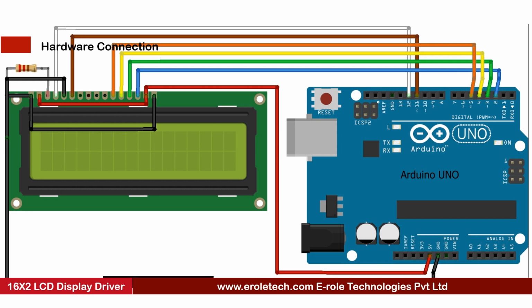We have connected pin number 1, 5, and 16 with the ground pin of Arduino, and pin number 2 and 15 with the 5V. Pin number 4 of LCD is connected to pin number 12, and pin number 6 of LCD is connected to pin number 11 of Arduino. Pin 7, 8, 9, and 10 are not used. Pin 11, 12, 13, and 14 of LCD display are connected to pin 5, 4, 3 and 2 of Arduino respectively.